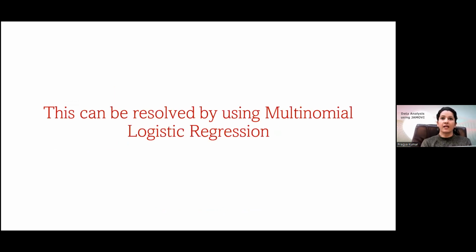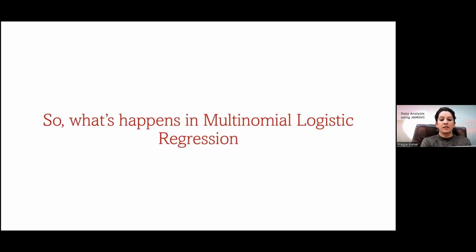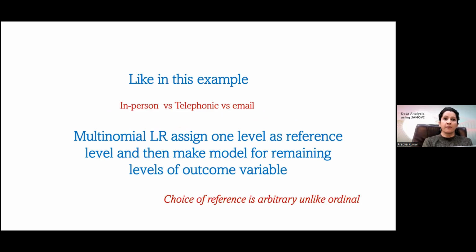And this can be resolved using multinomial logistic regression. So what happens in multinomial logistic regression? Like in this example, there are three options: in-person follow-up versus telephonic versus email follow-up. So there are three levels. Multinomial logistic regression assigns one level as reference. In JAMOVI, you have seen that you can change the reference level also. It assigns one category as a reference level and then makes models for the remaining levels of the outcome variable.